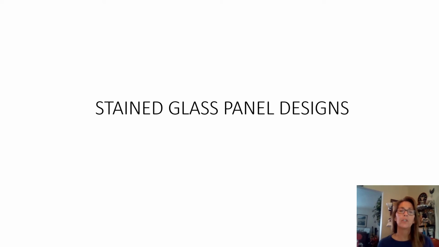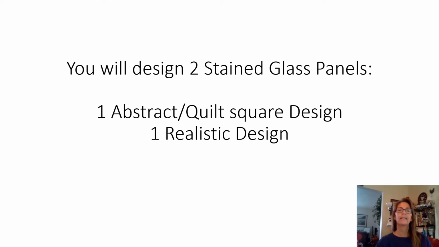You are going to be finishing up your stained glass project with creating 2 different designs, okay? You're going to do an abstract design and you're going to do a realistic design. So let's go through it. All right, like I said, you're going to do one abstract. I want you to think more of a quilt square. Very simple quilt square design. So I do one at square shape, and then you're going to do one realistic design.